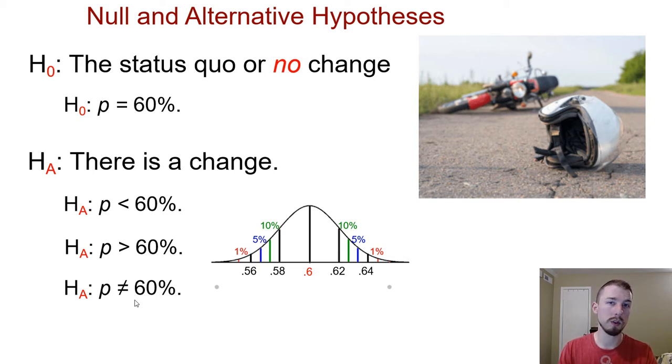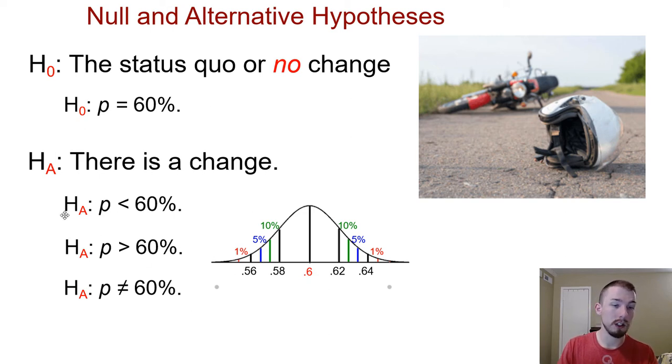Well, in this case, we're specifically trying to decide if there's evidence that it's gone down. Has this new law changed people's perception of the importance of wearing helmets? Are people abusing their freedoms now, etc.? Or do people still think it's important to wear a motorcycle helmet?